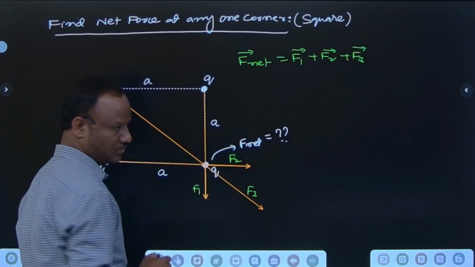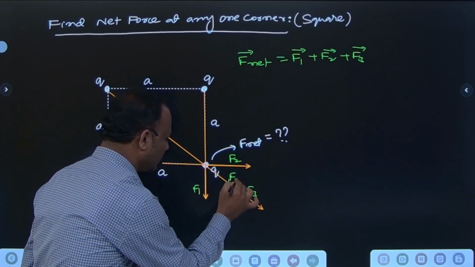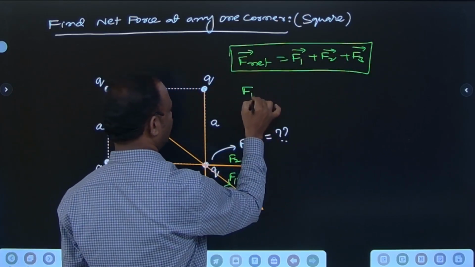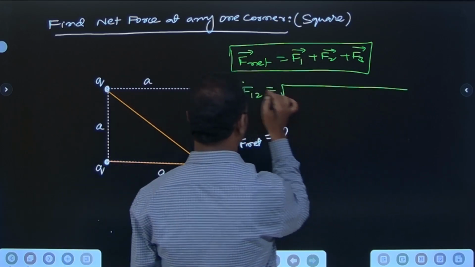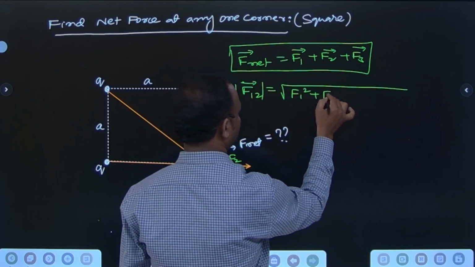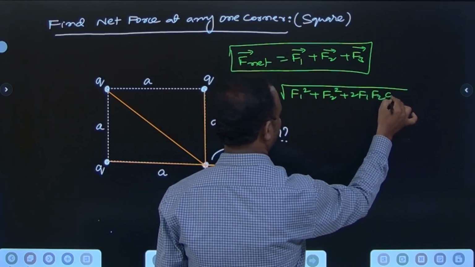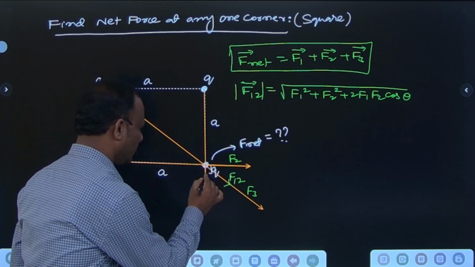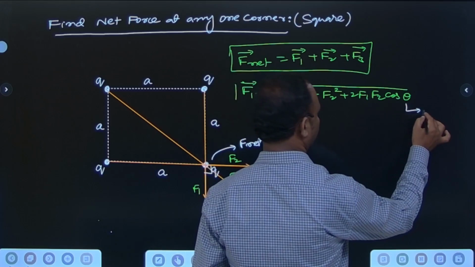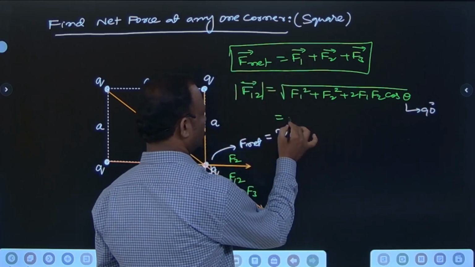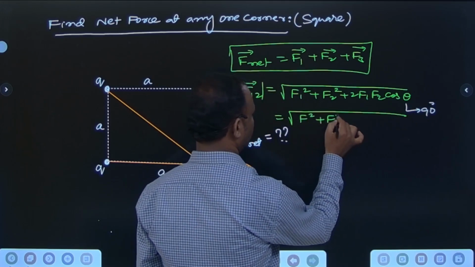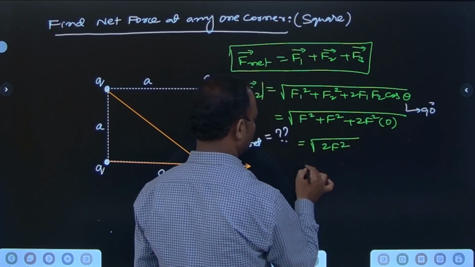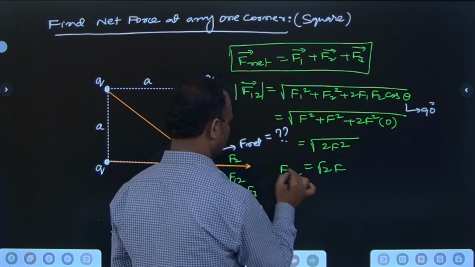First, we should add these 2. The resultant of 1 and 2 should be along this. What is this? F12. F12 is equal to the under root of, it's a magnitude, F1 square plus F2 square plus 2F1F2 cos theta. Where is F1? This. Where is F2? This. What is the angle? 90 degrees. Cos 90 is 0. So under root of F square plus F square plus 2F square cos 90, which is 0. What is the answer now? 2F square under root, root 2F. This is F12.